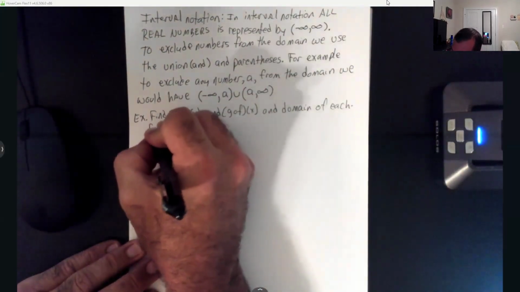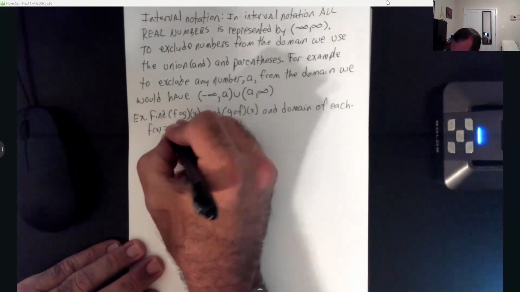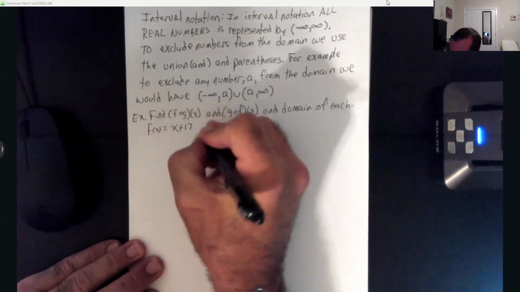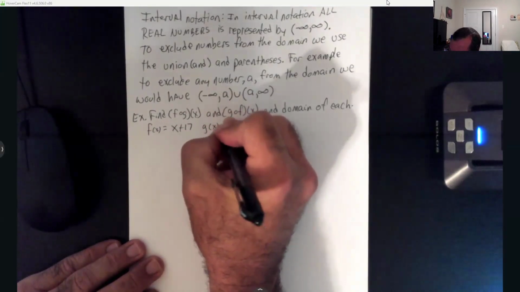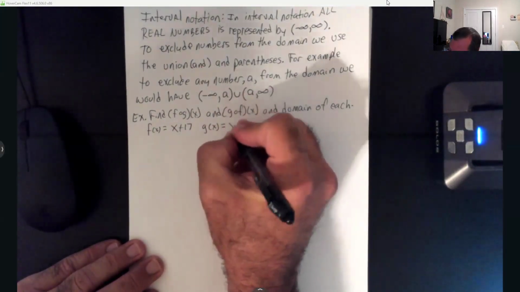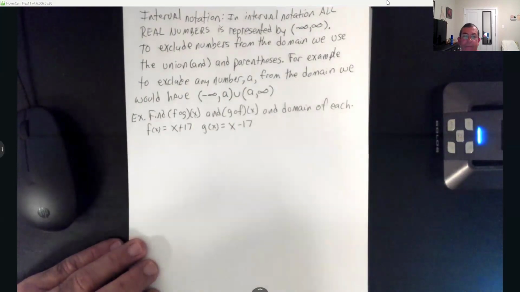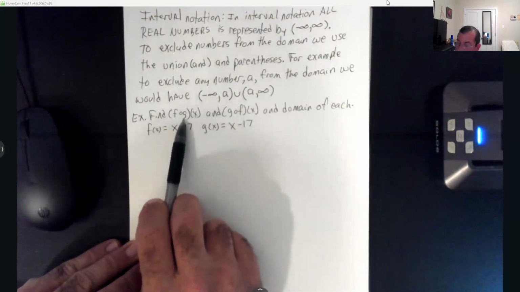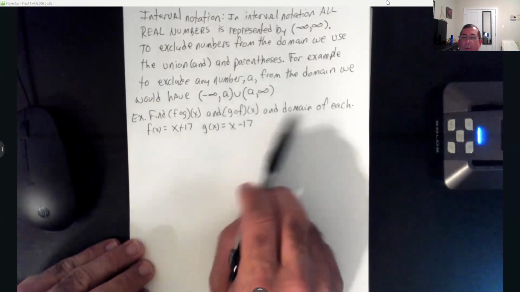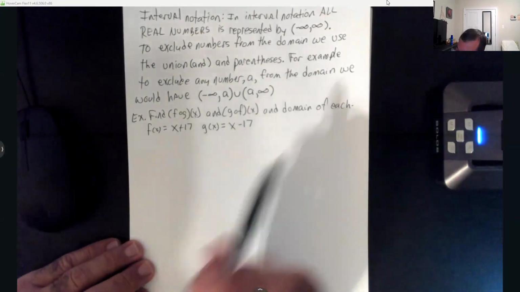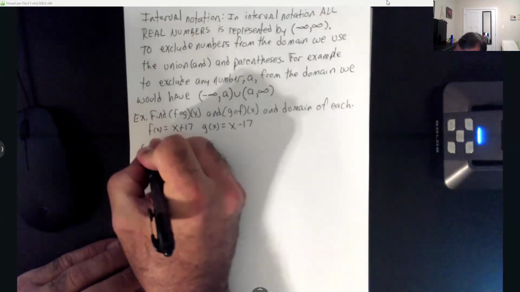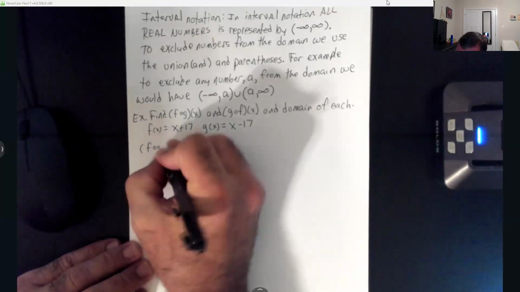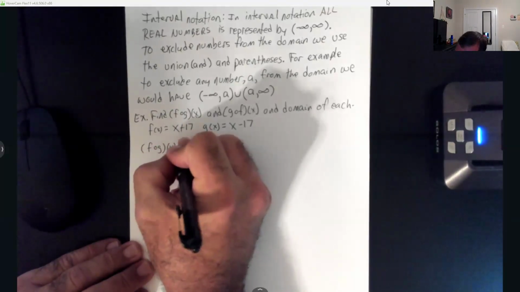All right, y'all, f of x is going to be x plus 17. g of x is going to equal x minus 17. So y'all, what I'll do, I'll find my f of g first, and then my g of f, and then we'll play with these domains, okay? So let's start with our f composed g of x.